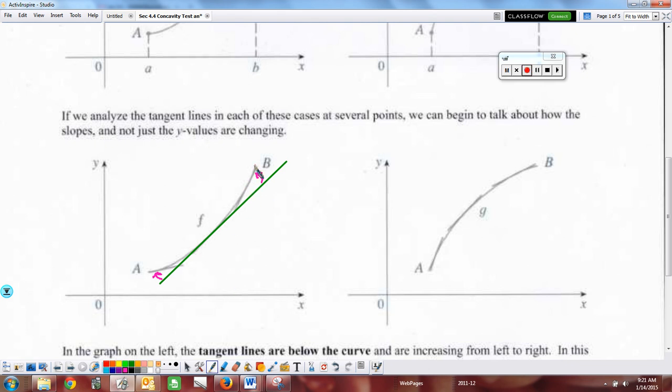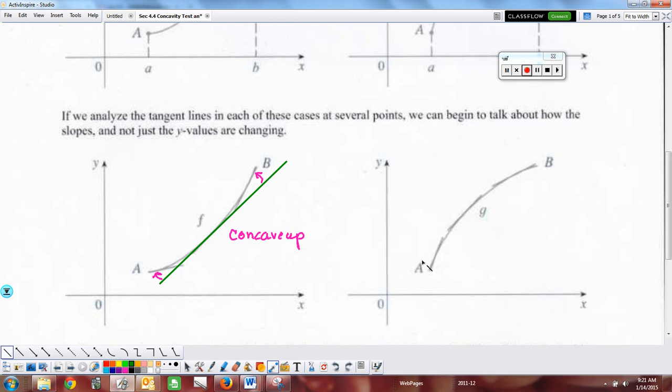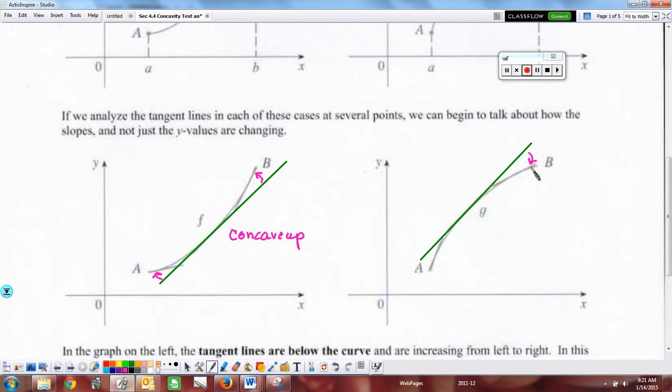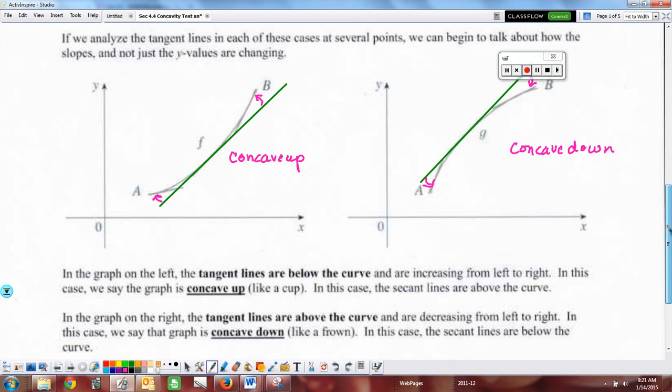And if it curves up from the tangent line, we are going to call this concave up. And then if we have a tangent line for which the curve curves down from the tangent line, the tangent line is above. When we curve down, that's going to be called concave down. So that's your definition from pre-calculus on concavity.